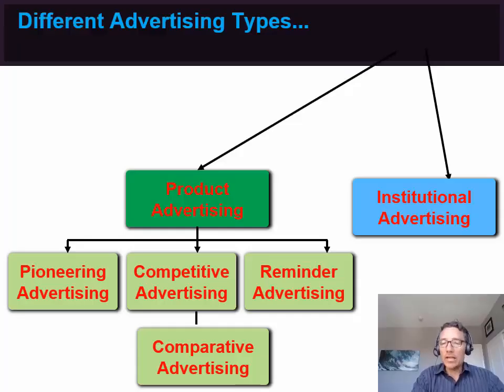If you have a well-known brand name that's established in the marketplace, then you can run reminder advertising. Reminder advertising is just letting people know that you're out there as a brand. You're not pushing really a specific product, so it's not technically product advertising. You're just reminding people that you exist.